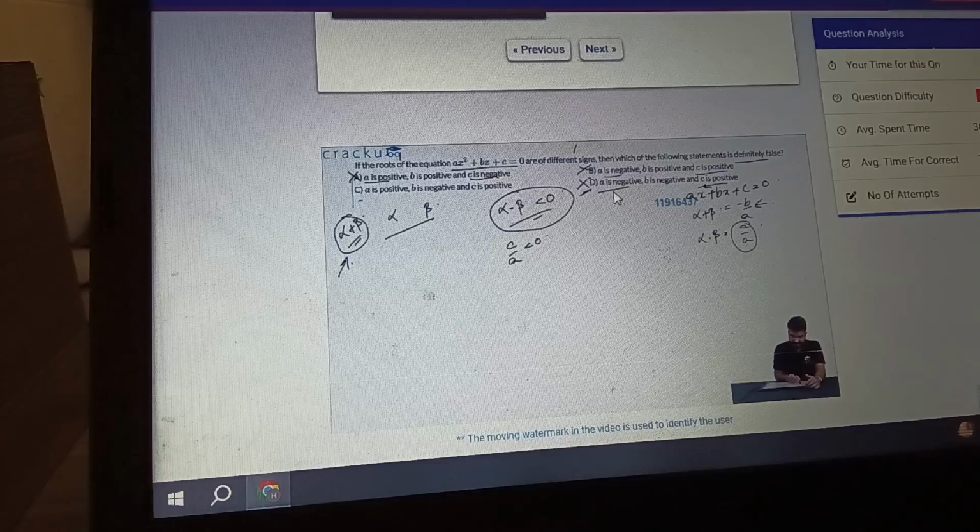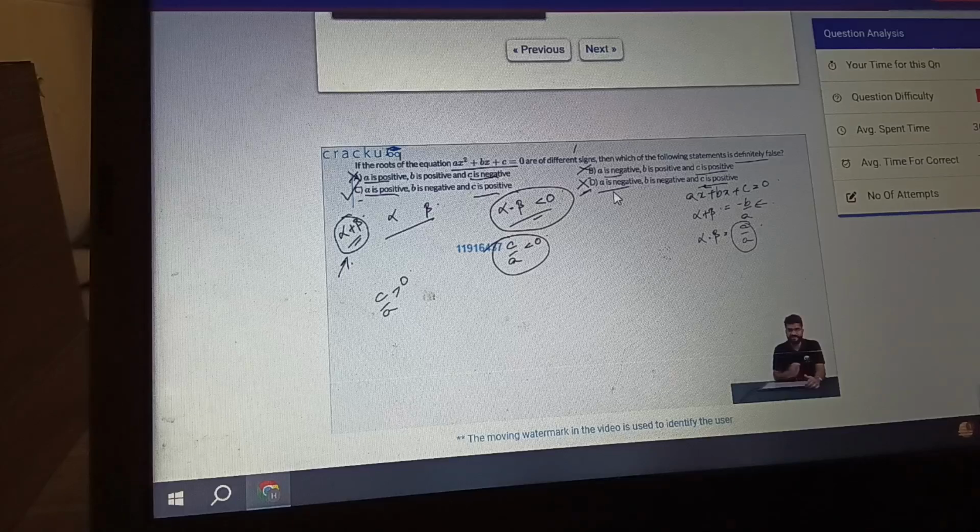If you are looking at option C, it mentions that a is positive and c is positive. If a is positive and c is positive, c by a will definitely be greater than 0. We know that this is definitely false because we know that c by a is less than 0. So the correct answer is option C, which is definitely false.